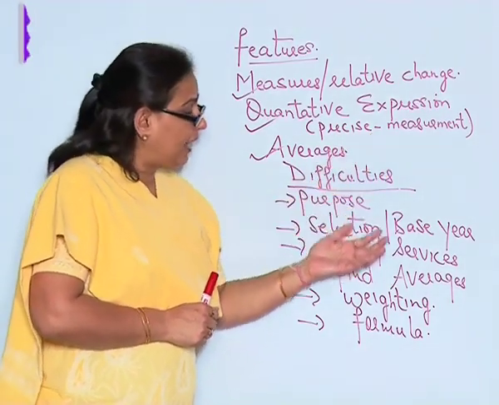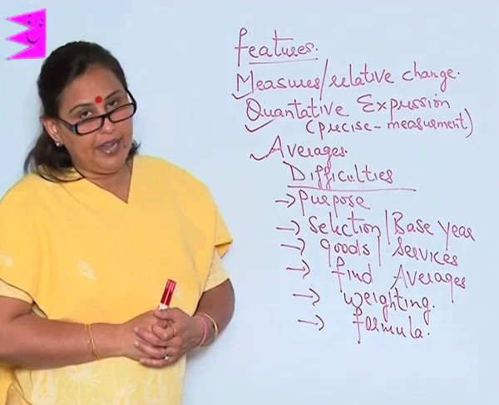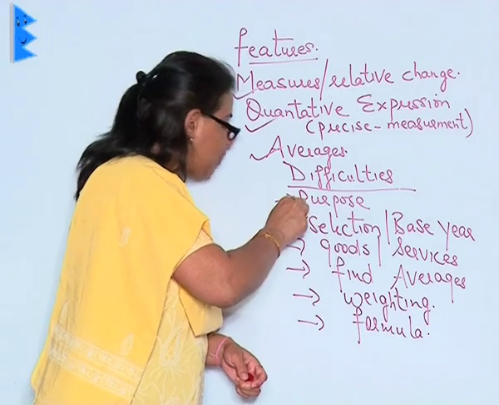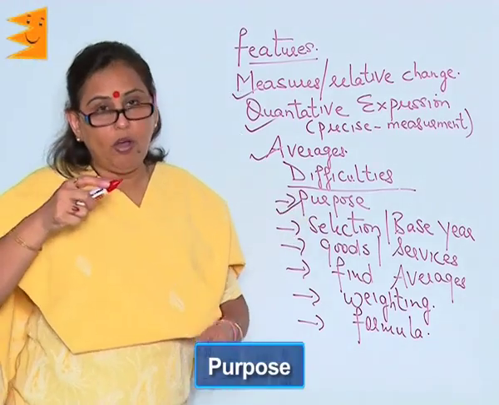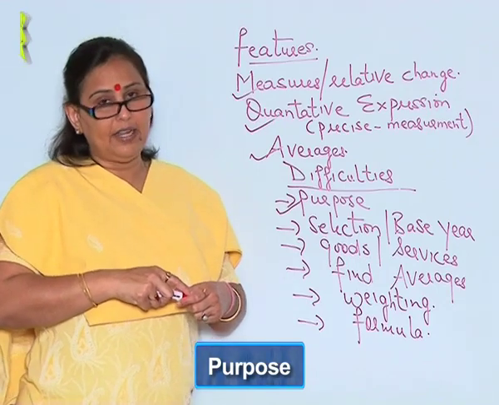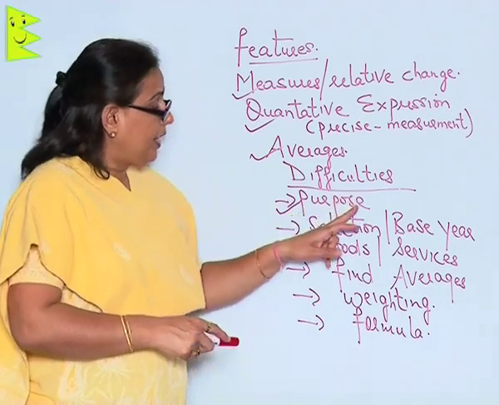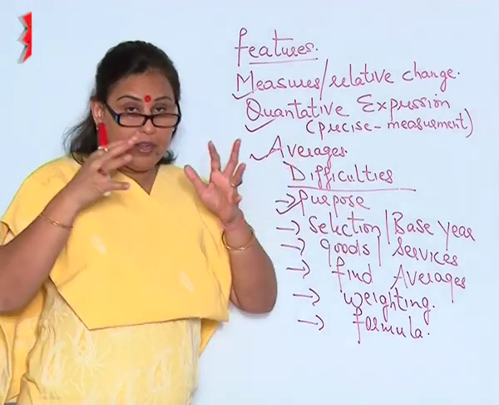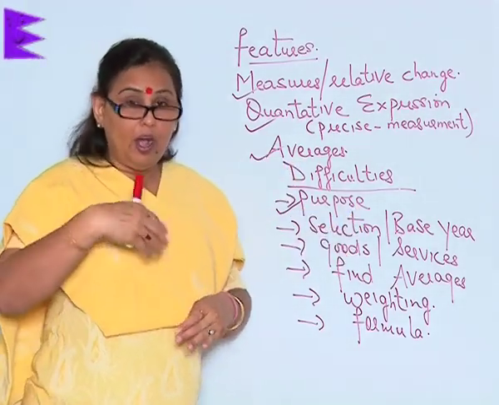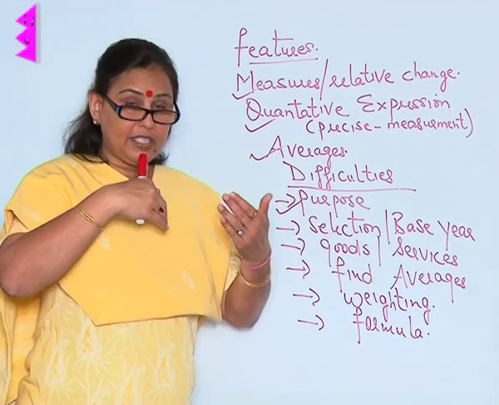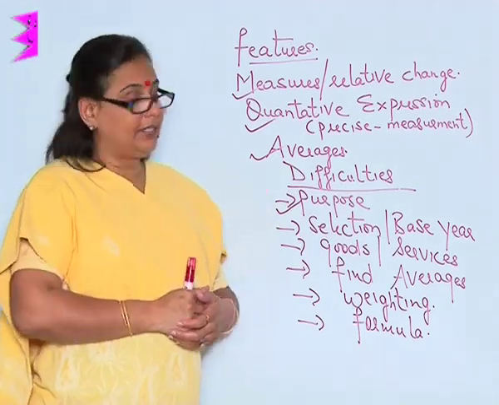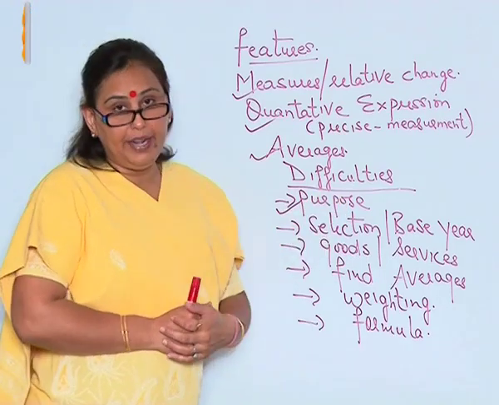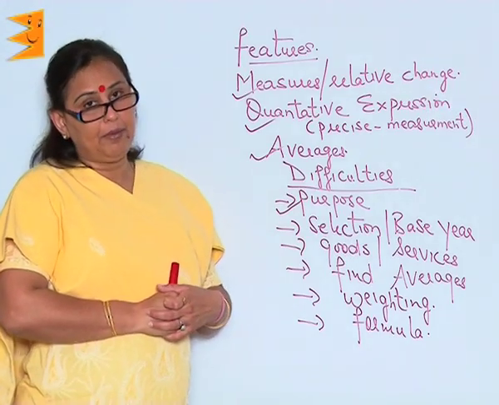Now, what are the difficulties while we frame the index number? The difficulties are, first of all, we must know the purpose of formulating an index number. The purpose shall give us an idea as to what commodities are to be taken, how we have to go about it, what its effects are, and likewise. Thus, the purpose is essential for making an index number.